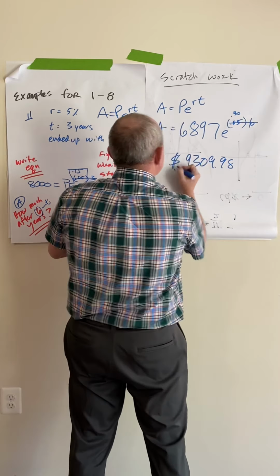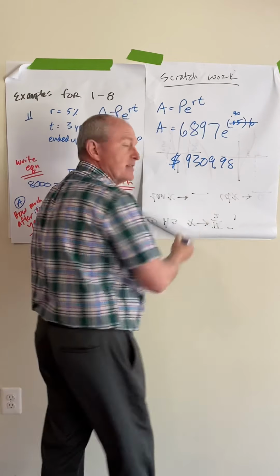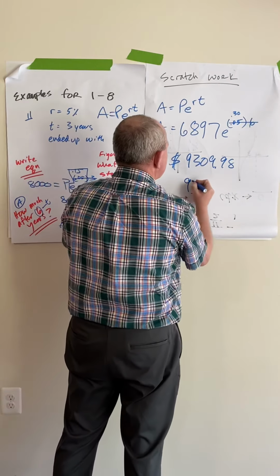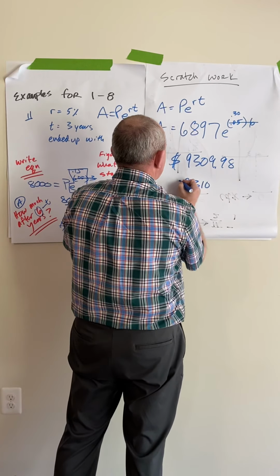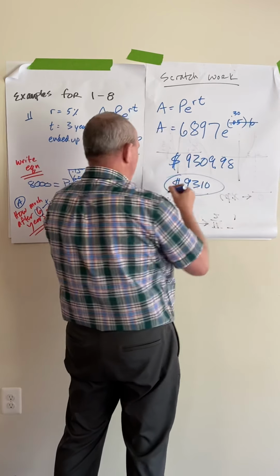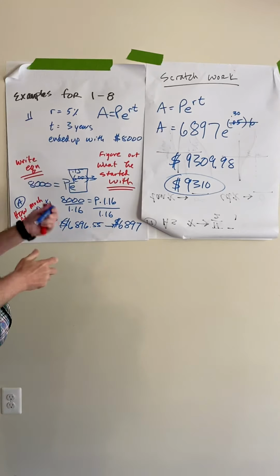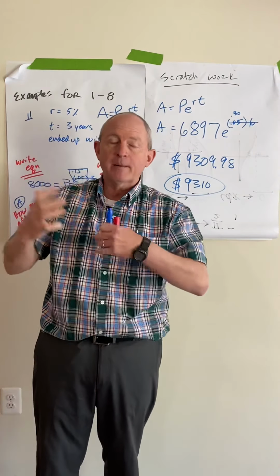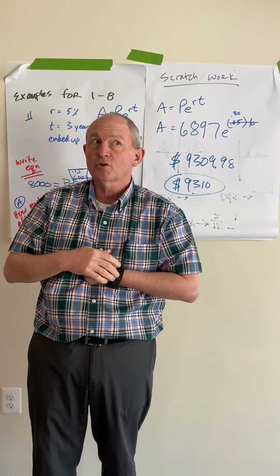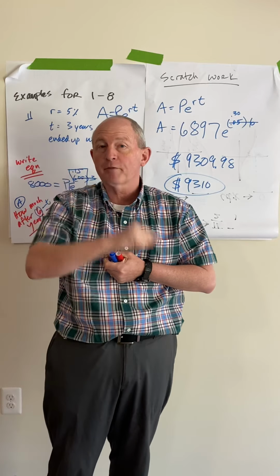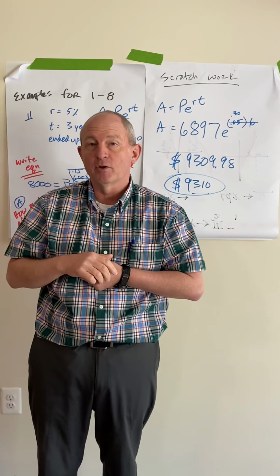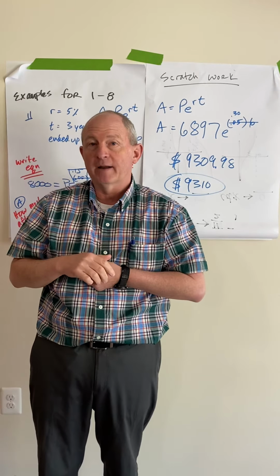$9,309.98. And again, the problem on the worksheet says to round this to the nearest dollar. And so I'm going to say $9,310 would be the answer. That's how much we have after 6 years. Okay. This example, or these couple examples, is trying to get you to work through numbers 1 through 8 on the review guide. Okay, so you can stop the video now.